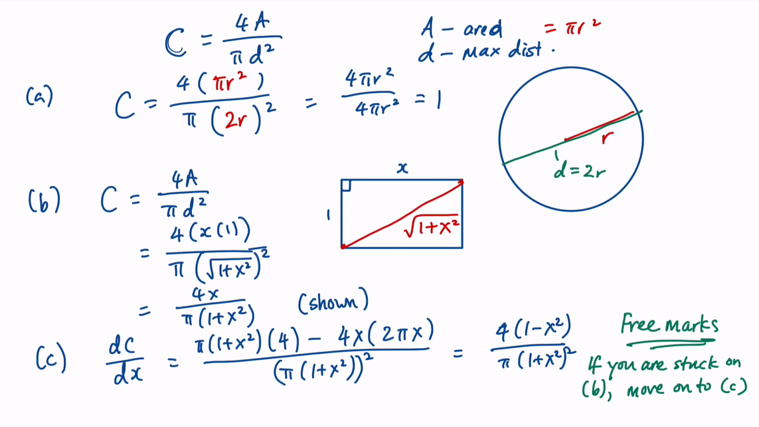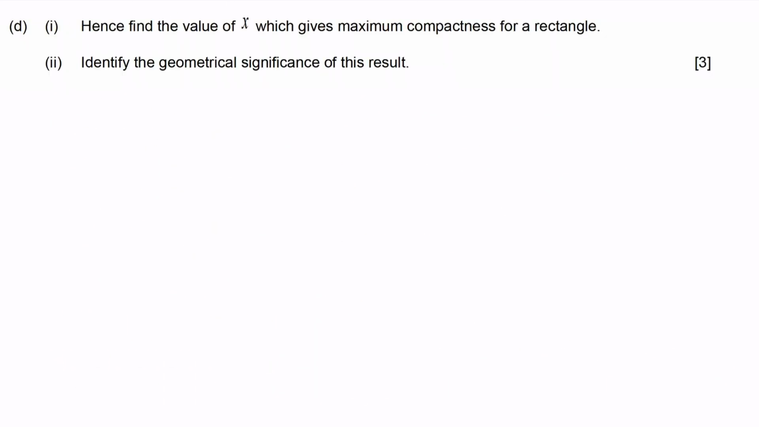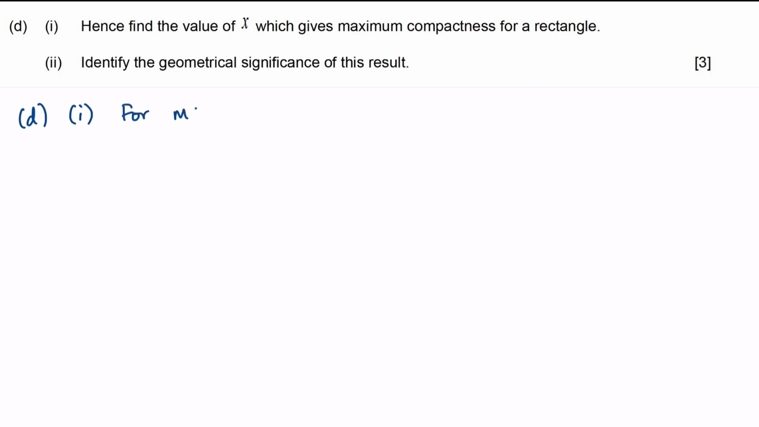Even if you were stuck on part C, you can also do part D. D says, hence find the value of x which gives the maximum compactness. For maximum compactness, we know that dC/dx must be equal to 0. You are given the answer that you need to work towards. So even if you don't know how to do dC/dx, or got the answer for dC/dx wrong, you can still do this part.